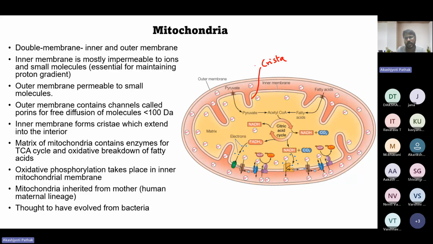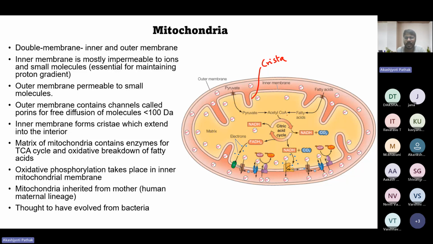Mitochondria also play an important role in metabolism. In glucose metabolism, you must have read about the glycolysis pathway. When glucose is broken down into pyruvate, the pyruvate moves from the cytosol into the mitochondrial matrix, and then the pyruvate is converted into acetyl-CoA. This acetyl-CoA moves into the citric acid cycle. All the different enzymes required for the TCA cycle, or the citric acid cycle, are present in the mitochondrial matrix.